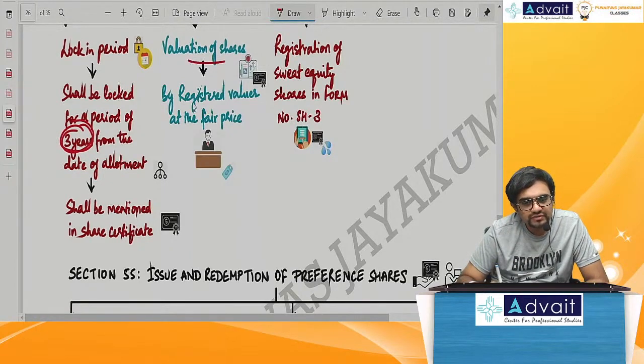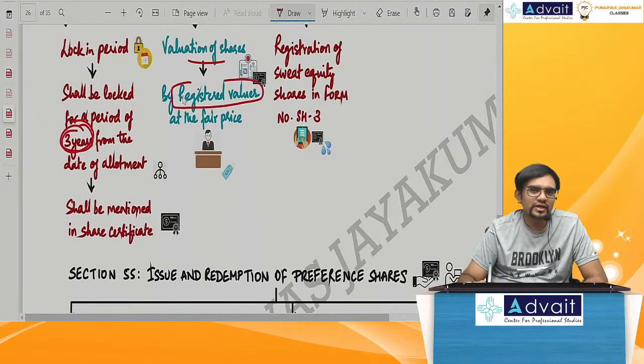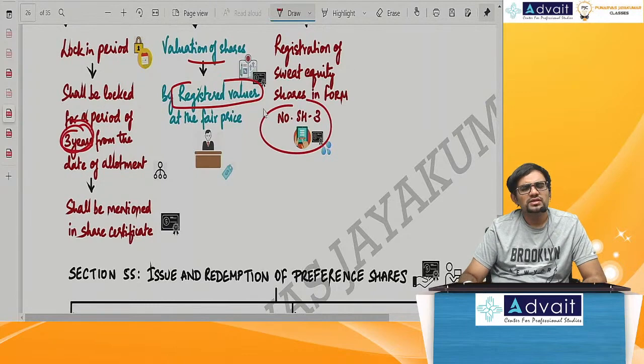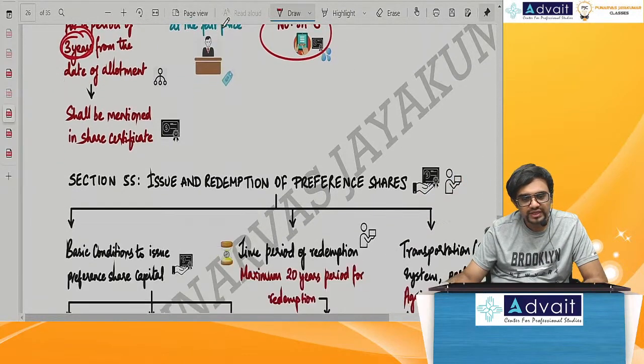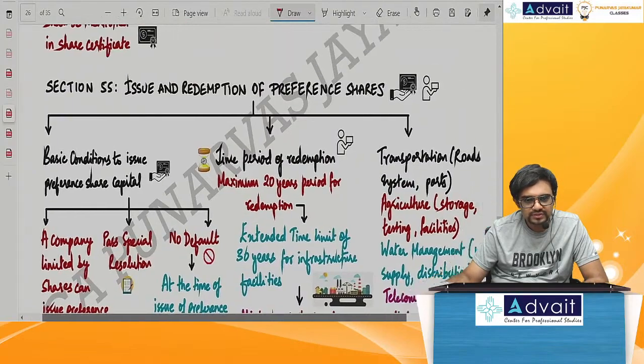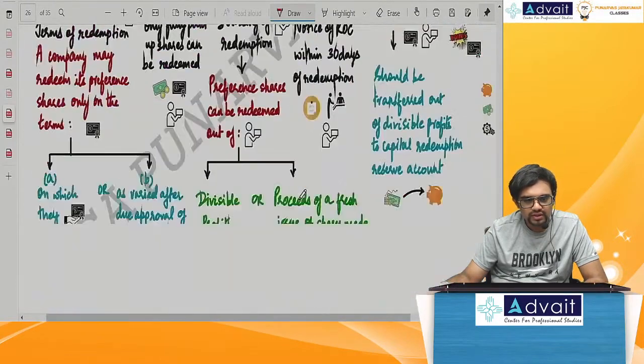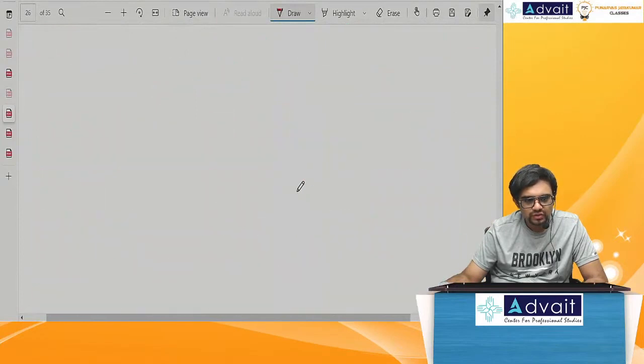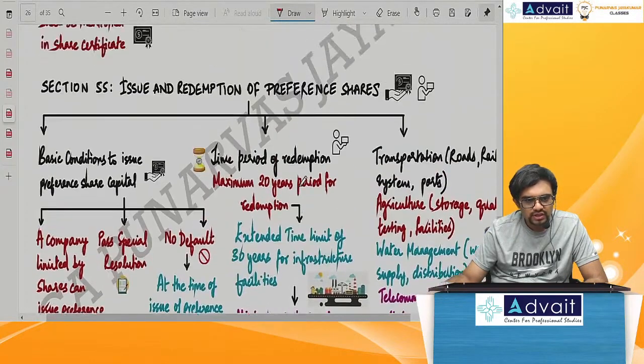And the valuation of shares must mandatorily be done by a registered valuer. Registration of sweat equity shares is in form number SH3. That's the final registration of sweat equity shares. So this is with respect to the types of shares and all those things.